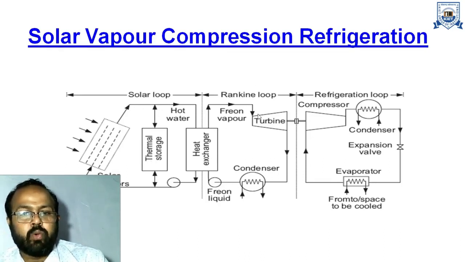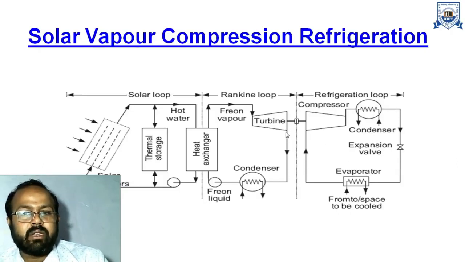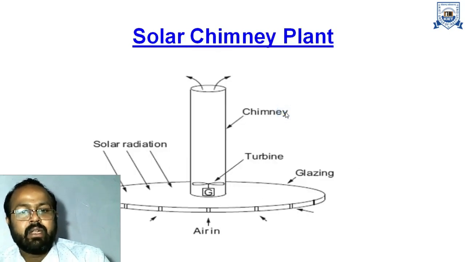We convert it into two loops, that is the Rankine loop and the refrigeration loop. In the Rankine loop we use a turbine and condenser, and in the refrigerant loop we use a condenser and the evaporator, and the expansion valve also takes its place. So in this particular segment, see, this is the turbine attached with the compressor, and this assembly is converted into the refrigeration system for the solar vapor compression refrigeration.